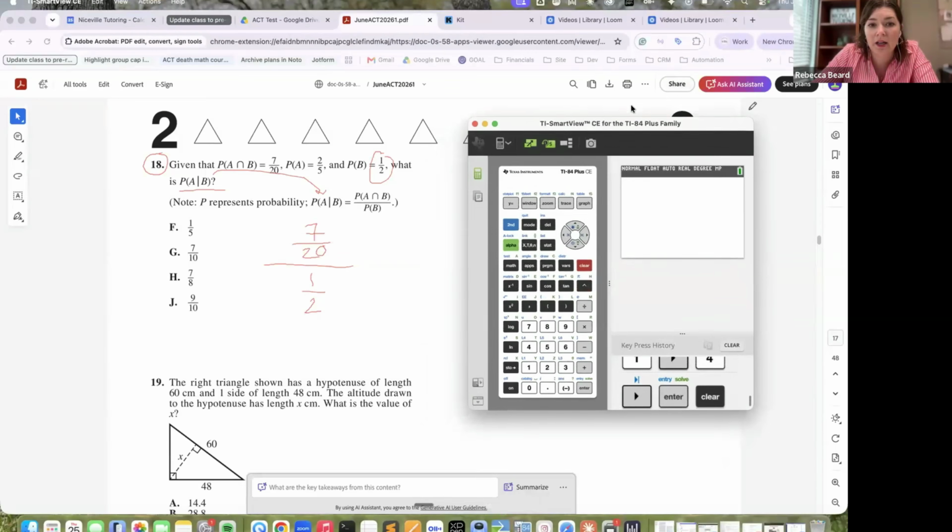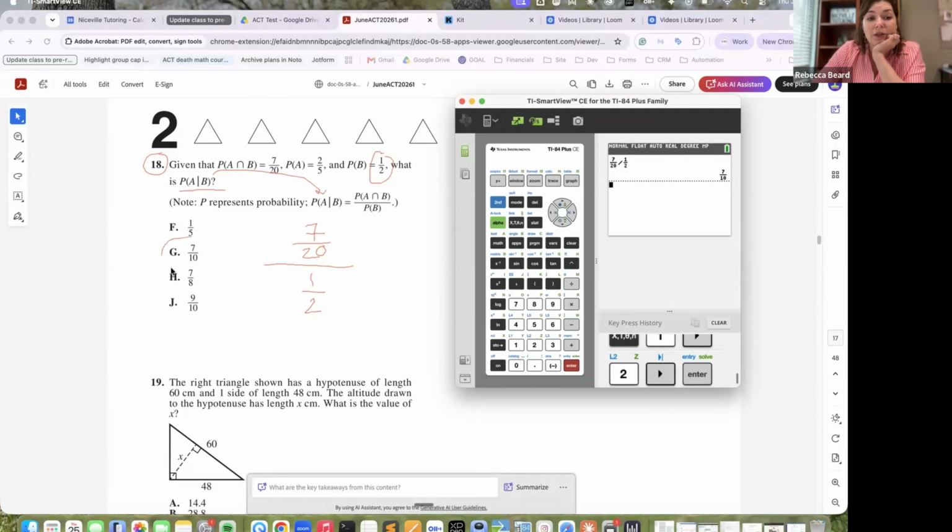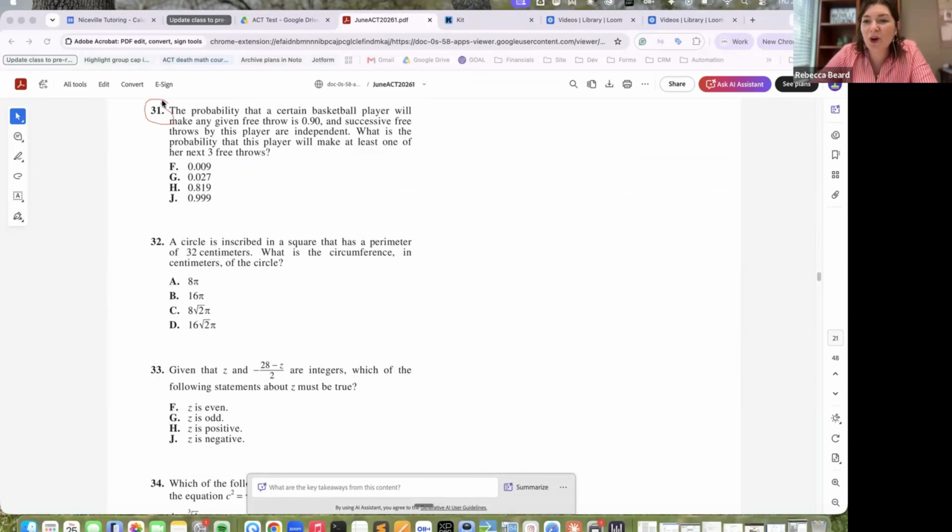So on my calculator here, it looks slightly different because of the way it's organized. But on this calculator, if you go second alpha, I'm going to type in everything and make it do all the hard work for me. And then we're going to go divided by, just like it is there, second alpha, and then we'll go 1/2. And that is going to equal G7/10.